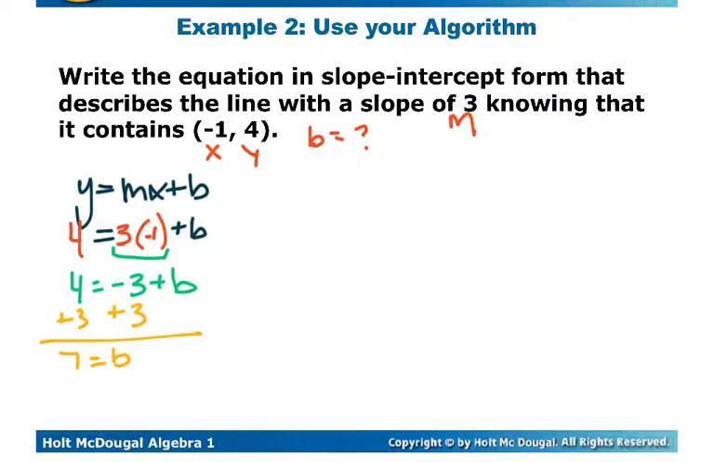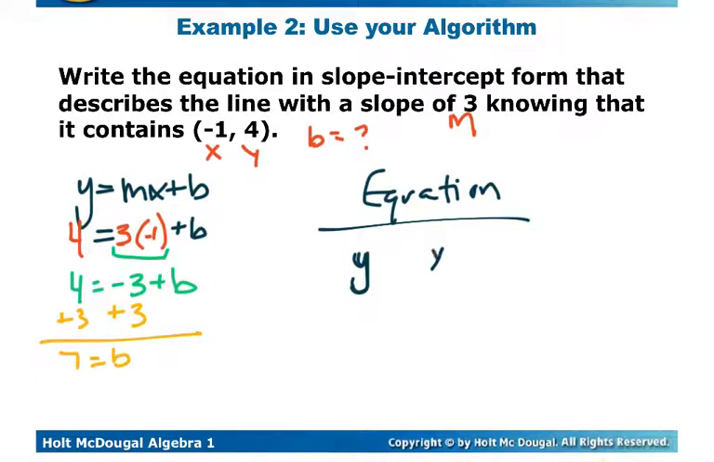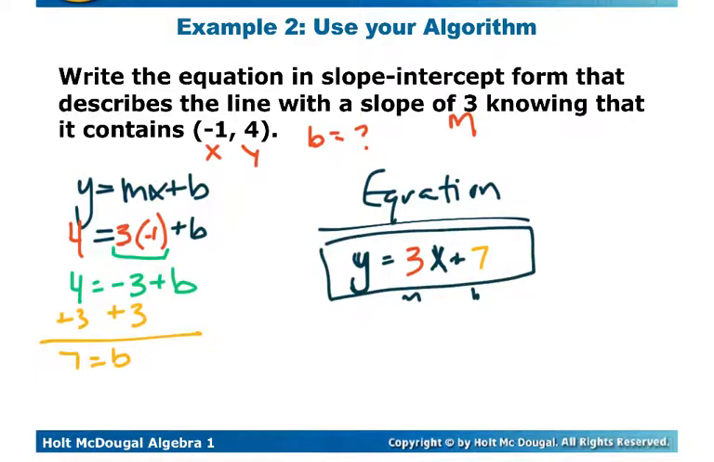Now that we know that 7 equals b, we're going to go ahead and write our equation. And remember, that keeps the y, keeps the x, and allows you to fill in the m and the b. So our m is still 3, and our b is 7, and so this is our equation, y equals 3x plus 7.